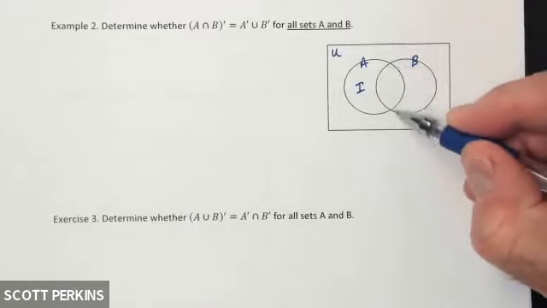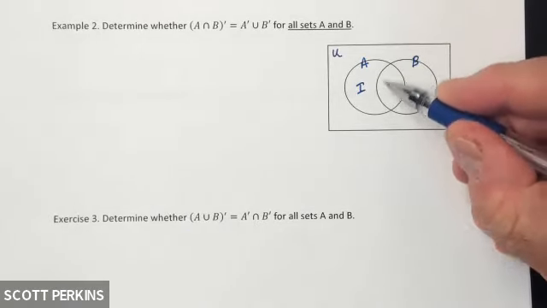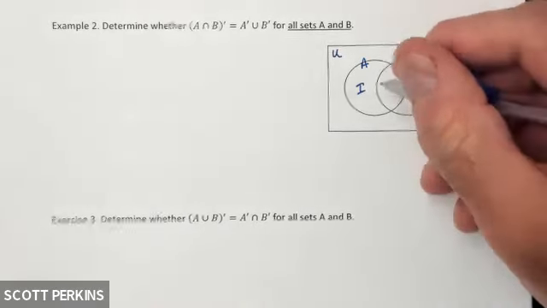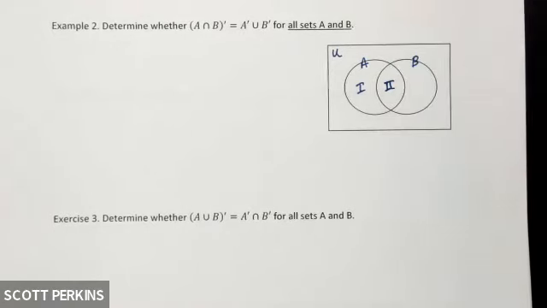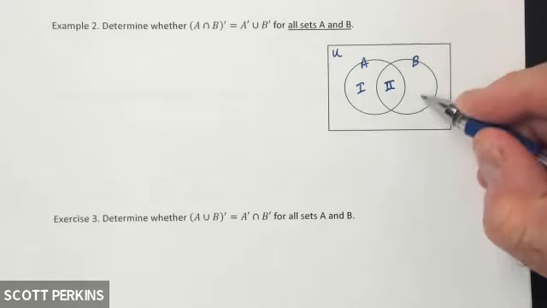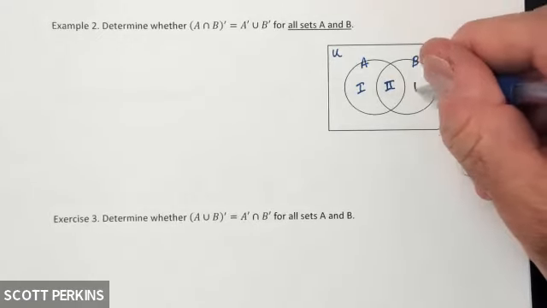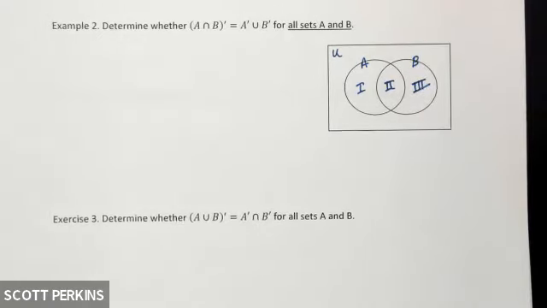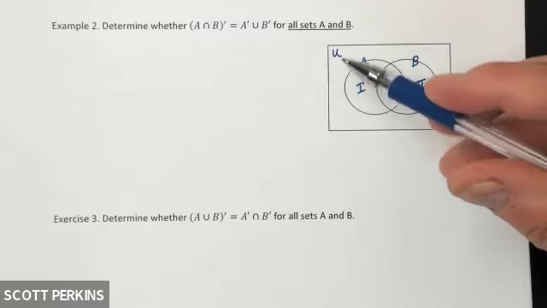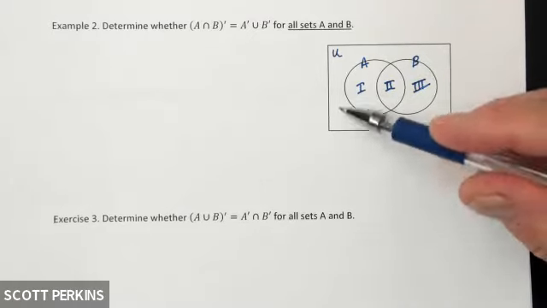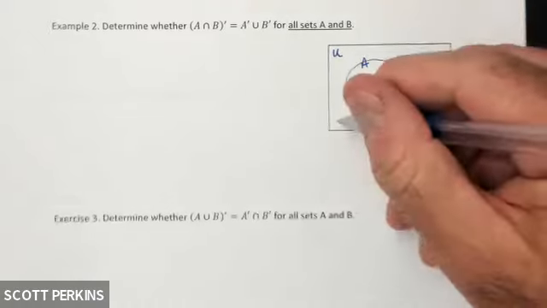Then anything in the intersection, anything that's overlap, I'm going to describe as region II. Anything that would be in B only is going to be region III. And then last but not least, anything that's not in either of those sets, out here along the periphery, I'm going to call region IV.